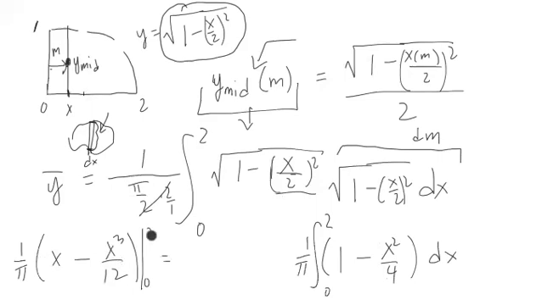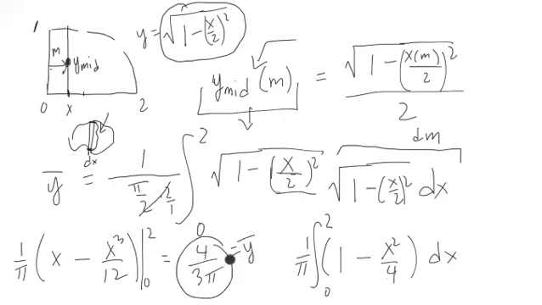So it's 0 to 0, so just basically plugging in 2. We get 2 minus 8 twelfths. 8 twelfths is the same as 2 thirds. So 2 minus 2 thirds, which is the same as 4 thirds. So this is going to be 4 over 3 pi. So 4 over 3 pi is actually equal to y bar.